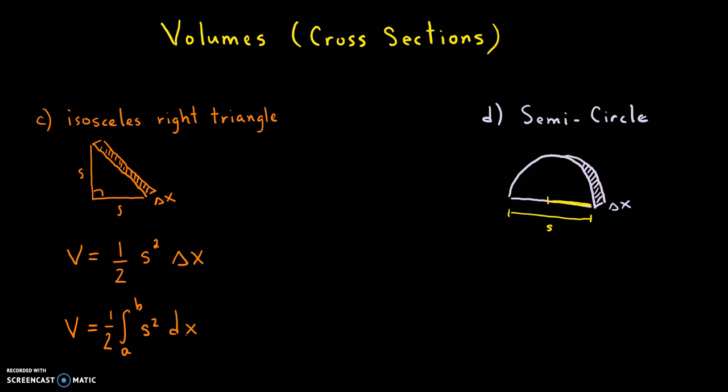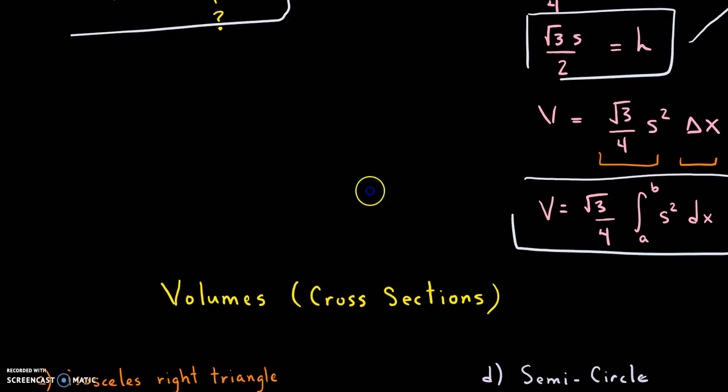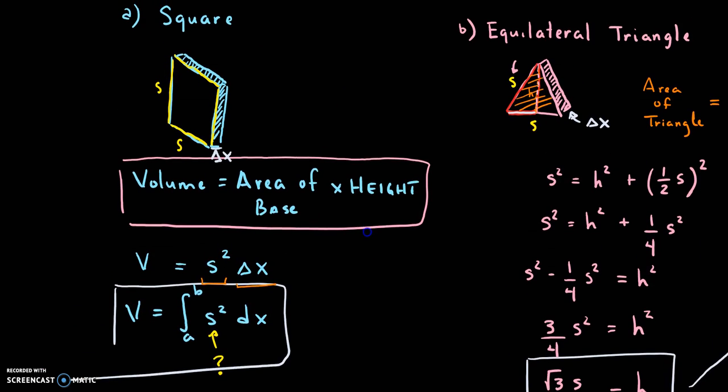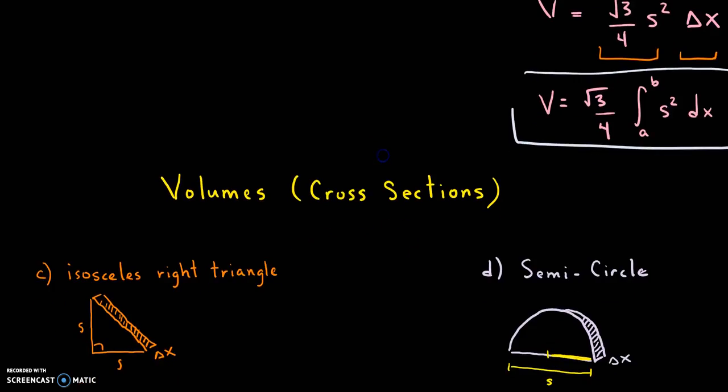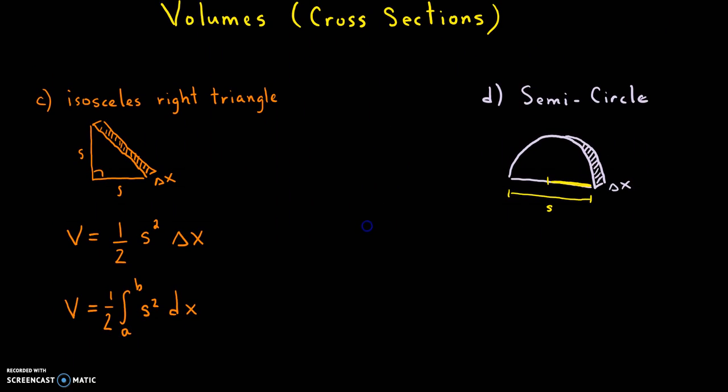Another thing to keep in mind is if we go back a little bit and we look at the formula that we had for the square. So when we were talking about the square, we ended up with the formula, the integral from a to b of s squared. Well, it's kind of the same. If I cut this in half, I have an isosceles right triangle sitting in that square right there, if I just cut that diagonal right there. And so it makes sense that our formula is going to be half of the volume for a square. And if we go back to our formula for the isosceles right triangle, we in fact have half of the volume of a square. So let's go to the semicircle now.